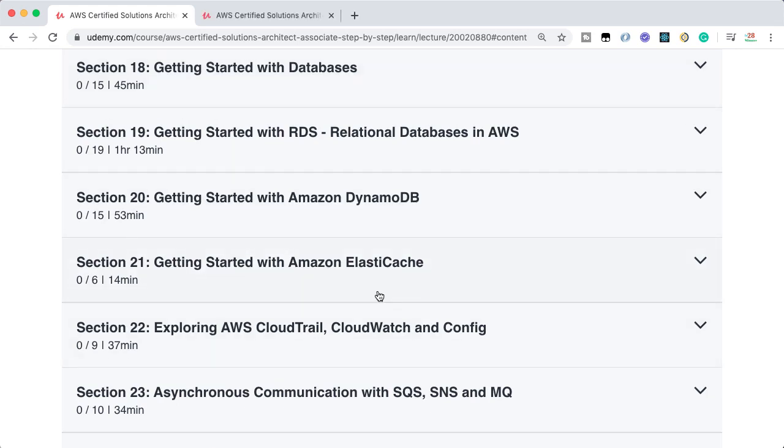After talking about the databases, we would be exploring the different monitoring tools that are present in AWS in section 22. We'll be focusing on CloudTrail, CloudWatch, and AWS Config. I'm a big fan of asynchronous communication, and implementing loosely coupled applications with SQS and SNS is something I love. We'll be exploring SQS, which is Simple Queuing Service, SNS, which is Simple Notification Service, and Apache MQ in section 23.